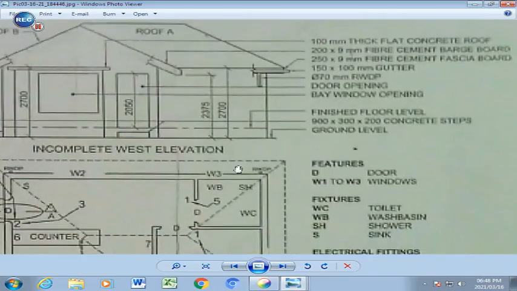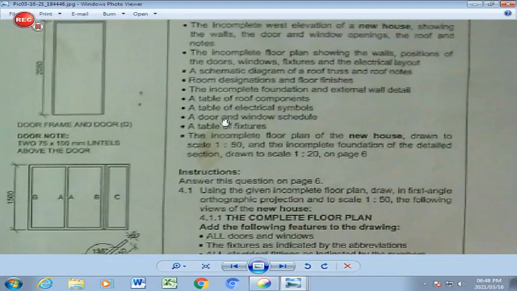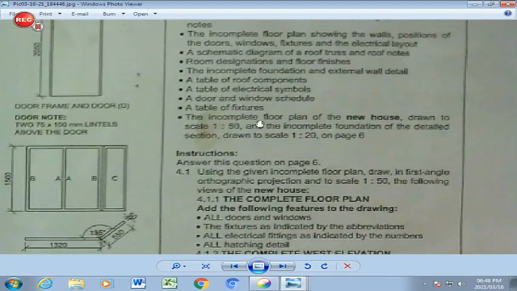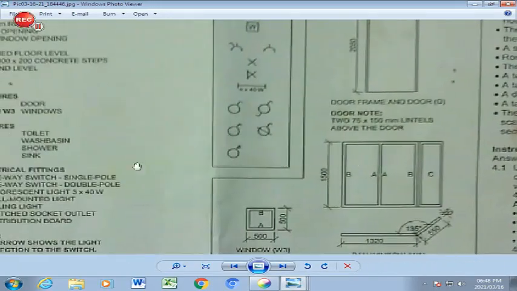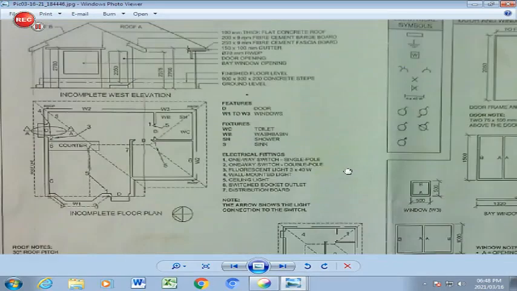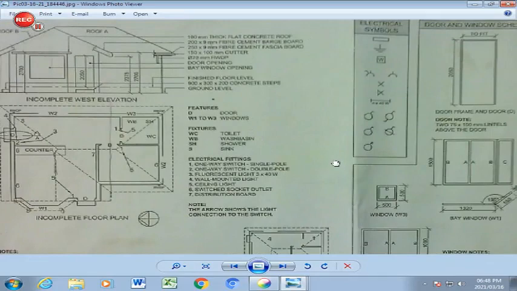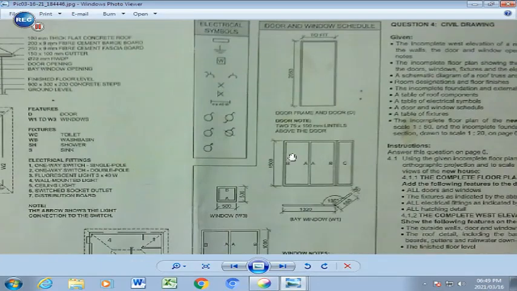Okay. And then of course you have all the other components, the door, window, schedule, the table of content for the electrical symbols and features, and you also have the drawing sheet on page 6, the floor plan, which must be the start of your drawing, which will reflect to this component that we see here, an incomplete floor plan. So familiarize yourself with the information here, and then hopefully we'll be able to start with the first component, which is the floor plan.